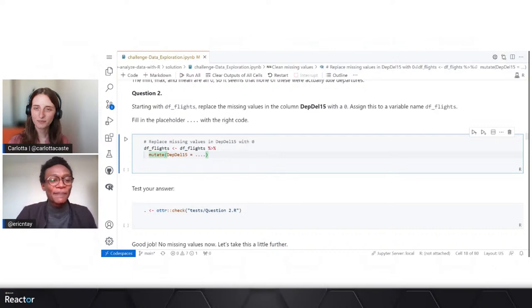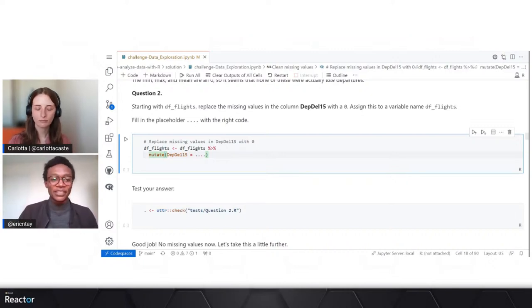Because if we take departure delay 15 and assign every value in that column to a zero, that means we'll replace even the values that were not NA, that are not missing, with a zero. So unfortunately that would not only replace the missing values with zero, but also the other values that were not missing. But a better way to do this, Carlotta, would be to use a verb known as replace_na.